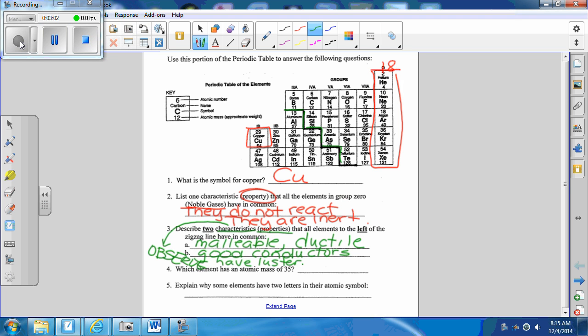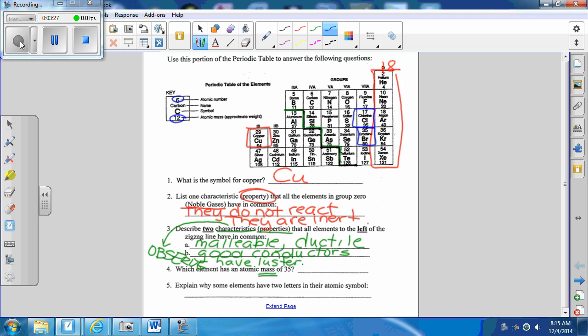Number 4 was careless on lots of people's part. Which element has an atomic mass of 35? Well, you looked for the number 35 and you grabbed it right here. Well, look at this. This also has a number of 35. This told you which was the atomic mass and which was the atomic number. So that's why I say this is careless. The number on the top is the atomic number, but the number on the bottom is the atomic mass.